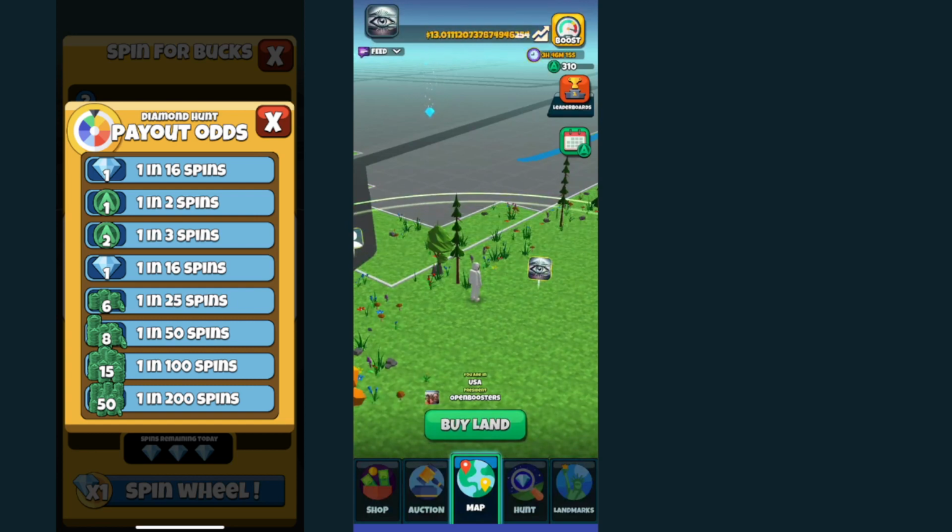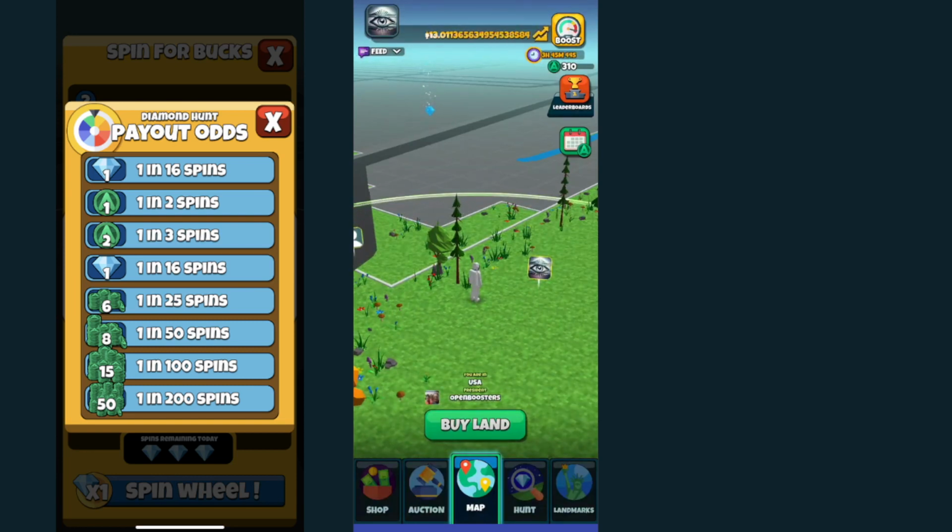And yeah, so these payout odds will show you that you have a 1 in 16 chance of getting a diamond on the top, and then there's another 1 in 16 chance, so a 2 in 16 chance of getting a diamond, 1 in 2 chance of getting 1 Atlas buck, 1 in 3 chance of getting 2, 1 in 25 of getting 6, 1 in 50 of getting 8, 1 in 100 of getting 15, and 1 in 200 of getting 50.